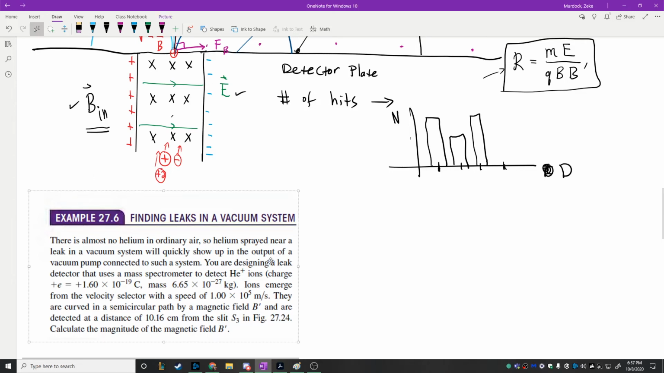All right, so you're designing a leak detector that uses a mass spectrometer to detect helium plus ions, which have a charge of this and a mass of this. Ions emerge from the velocity selector with a speed of this, so this gives us our velocity selector speed. Velocity is equal to 1 times 10 to the 5th.